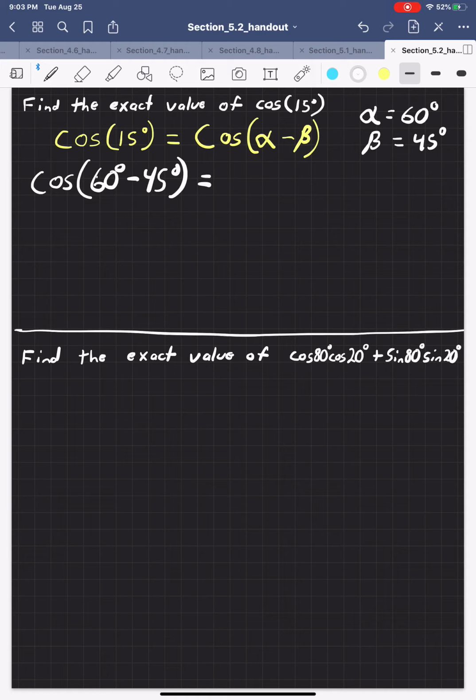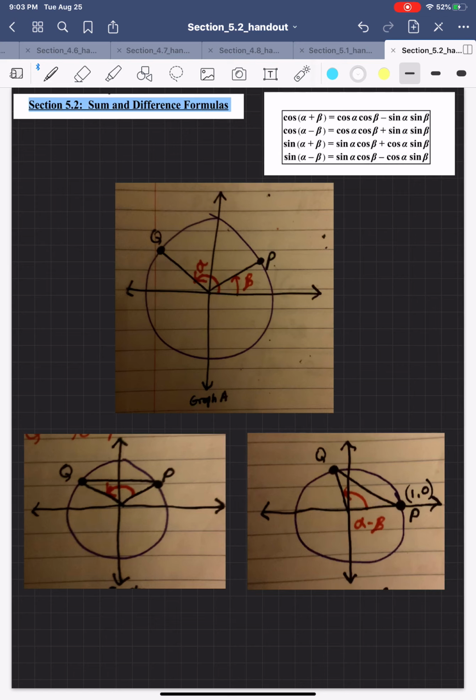All right, let's now grab that formula from the previous page. So bear with me here. We're going to look at cosine of alpha minus beta. And notice how we can rewrite this as cosine of alpha times cosine of beta plus sine of alpha times sine of beta.